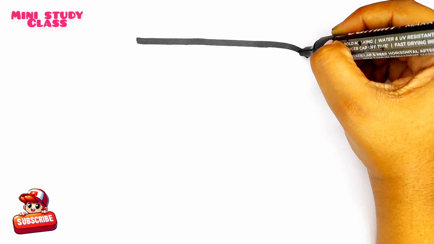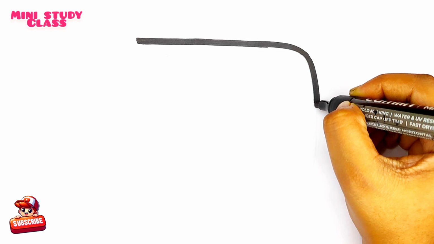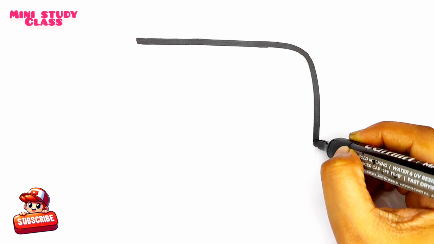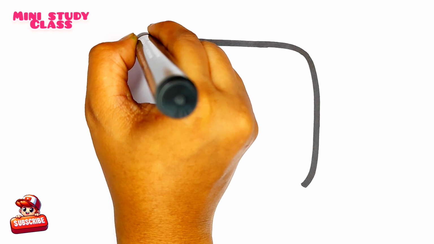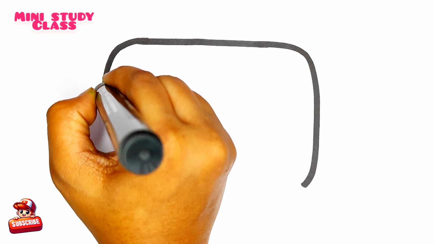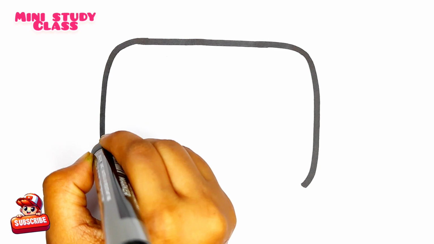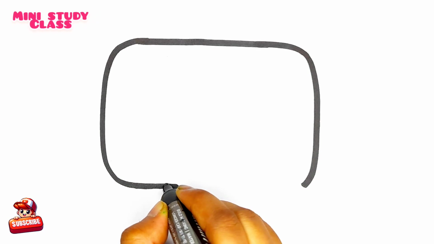In the corner, we draw a curve and make the line straight. On the left side, we draw a curve and straighten the line. Lastly, we join these two with a straight line. We draw a rectangle.